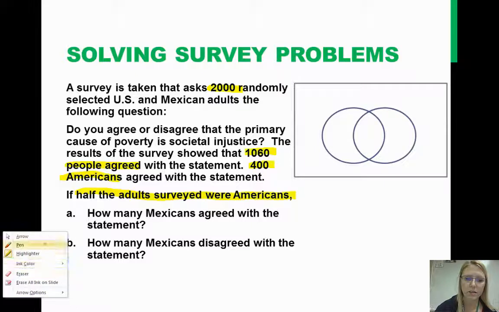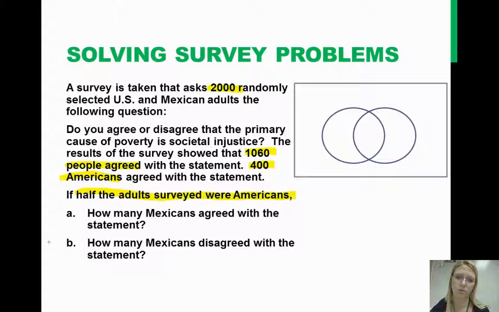So we need to first define our two sets. And I'm going to suggest that we define the left one as U.S. people. And on the right, and this may be a little surprising, instead of U.S. versus Mexican, we're going to do U.S. versus agreed. Okay, so we know that the middle is Americans that agreed, and we have that information right here.